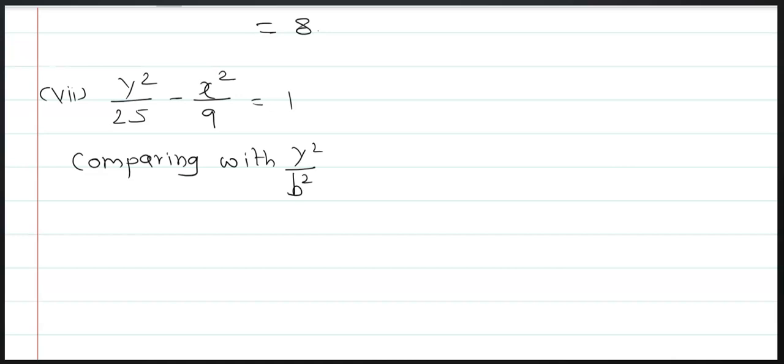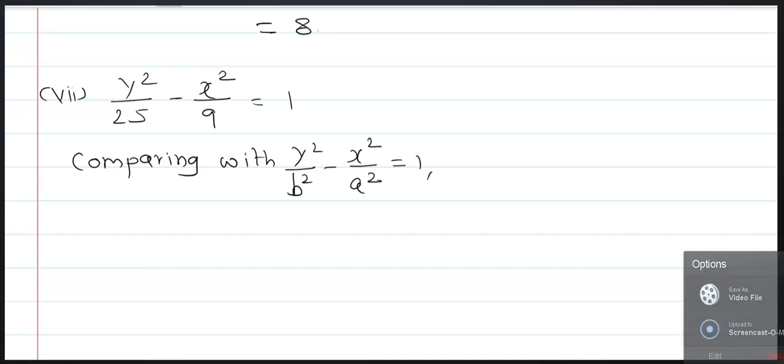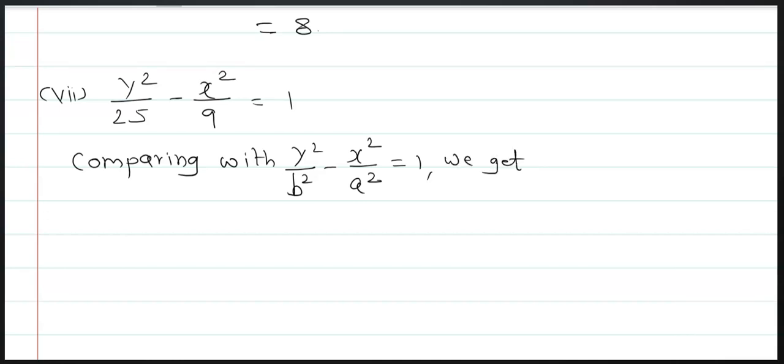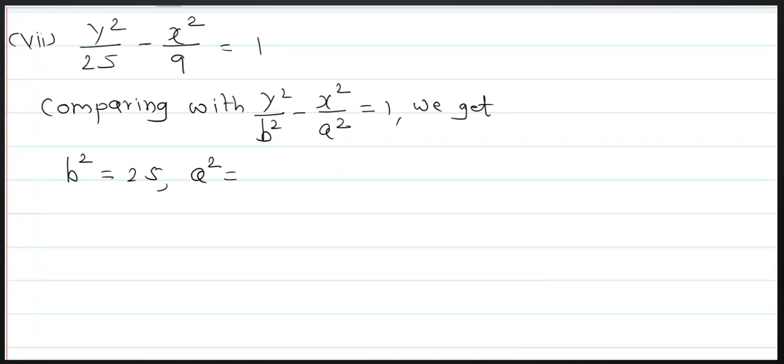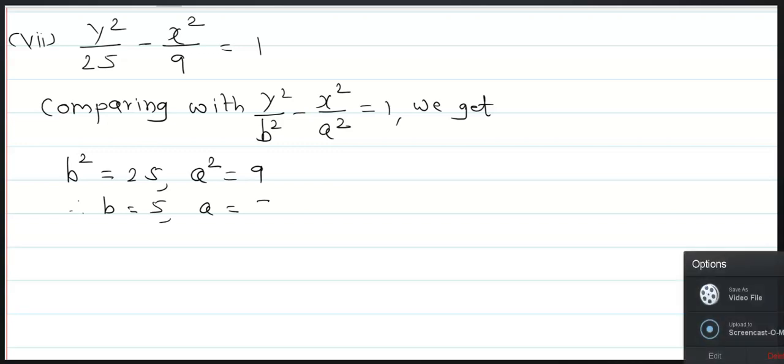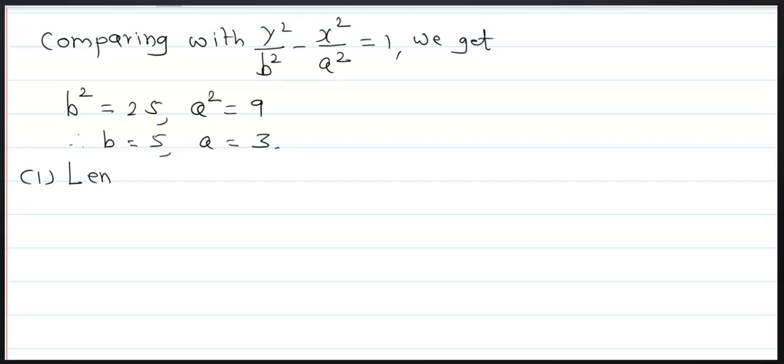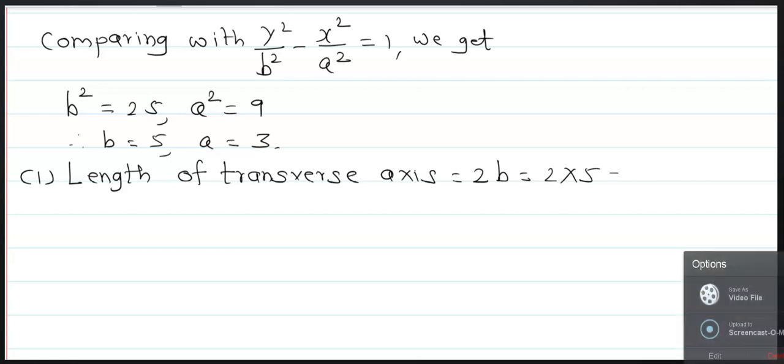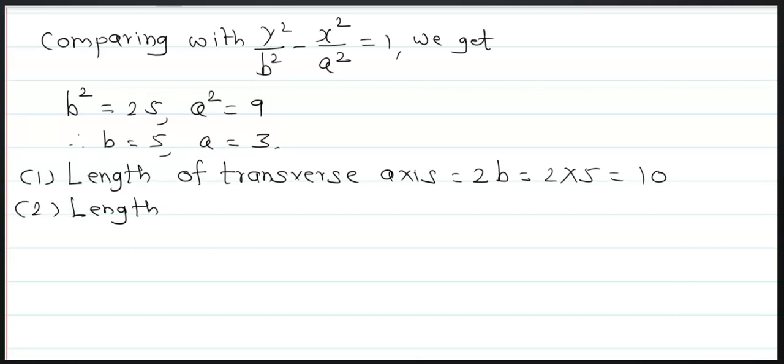Comparing with y square upon b square minus x square upon a square is equal to 1, therefore we get b square is equal to 25, a square is equal to 9, b is equal to 5, a is equal to 3. The first is length of transverse axis, that is 2b, 2 into 5, that is equal to 10. Length of conjugate axis, that is 2a, 2 into 3, that is equal to 6.